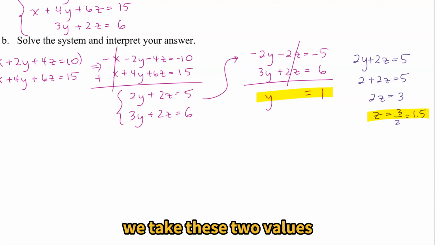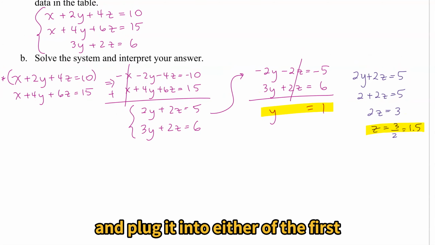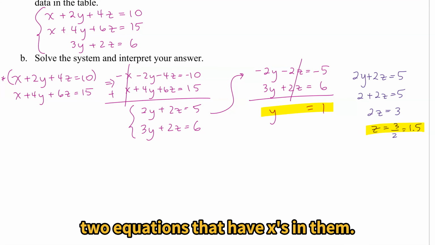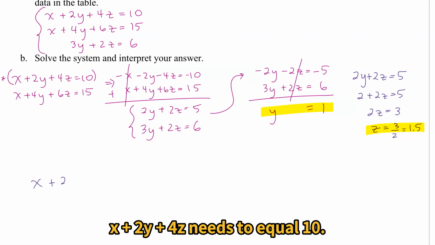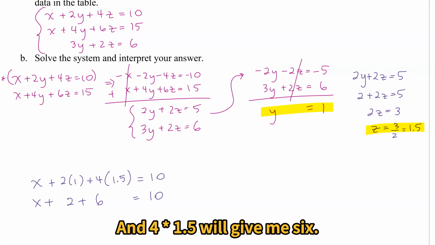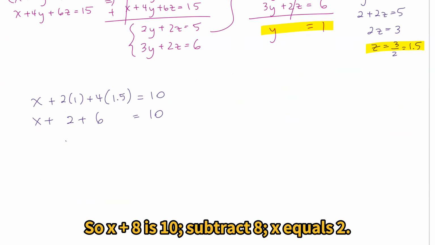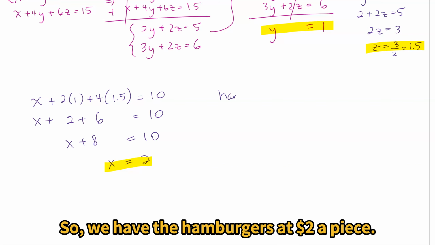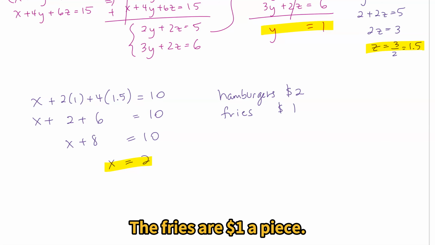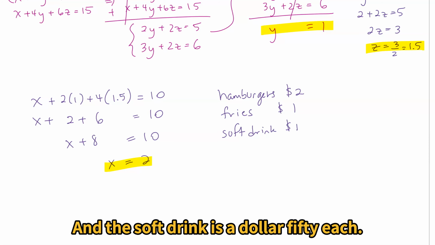Now we take these 2 values and plug them into either of the first 2 equations that have x's in them. I'm just going to use the first one. x plus 2y plus 4z needs to equal 10. And 4 times 1.5 will give me 6. So x plus 8 is 10. Subtract 8. x equals 2. So we have the hamburgers at $2 a piece. The fries are $1 a piece. And the soft drink is $1.50 each.